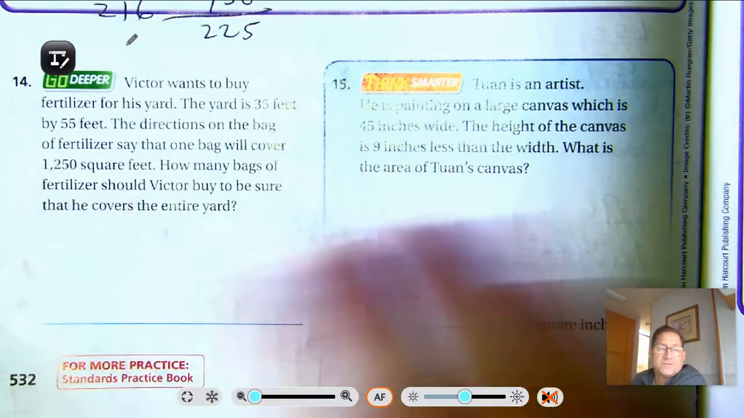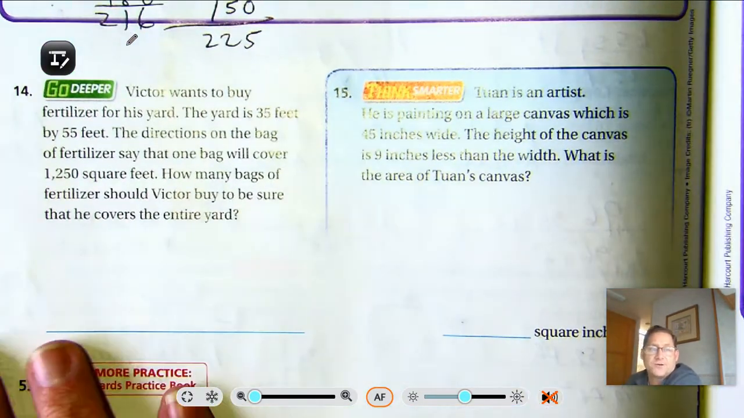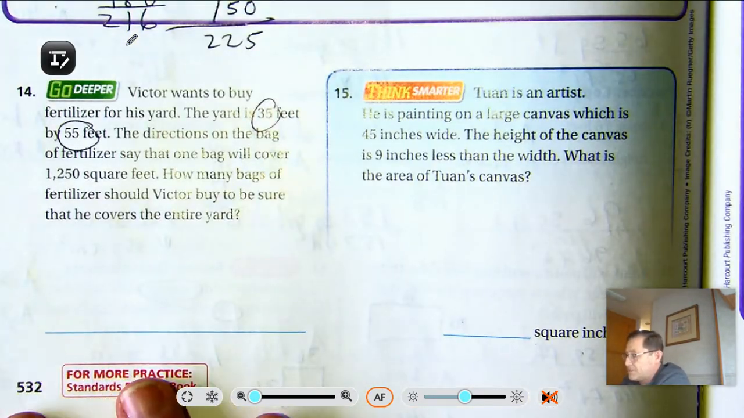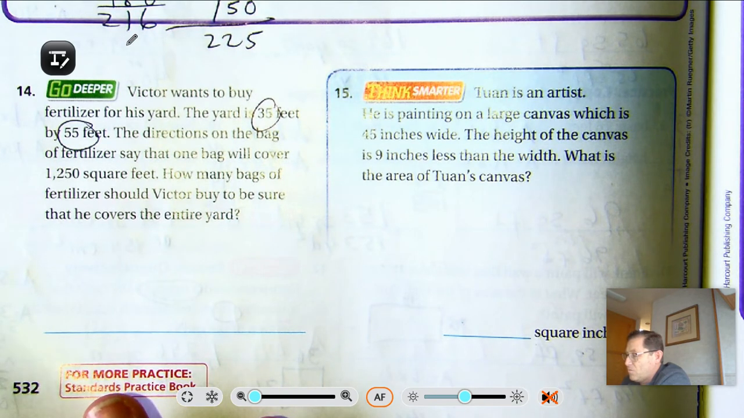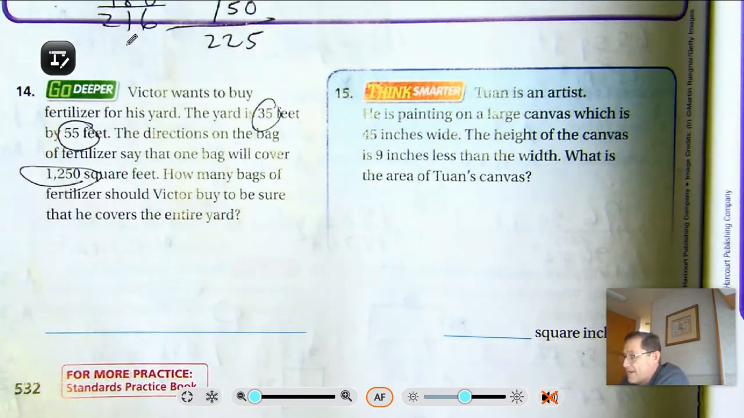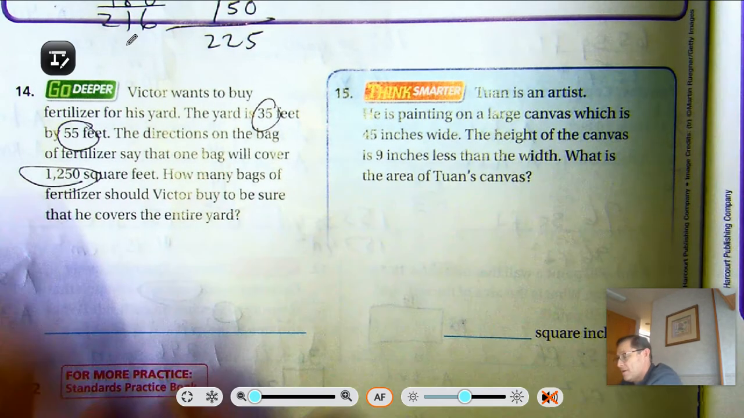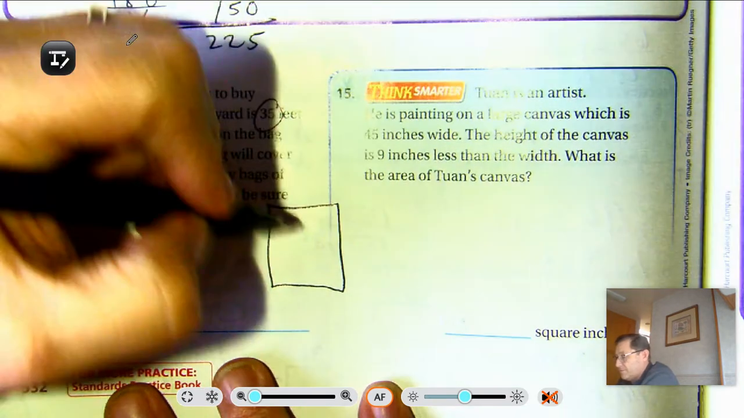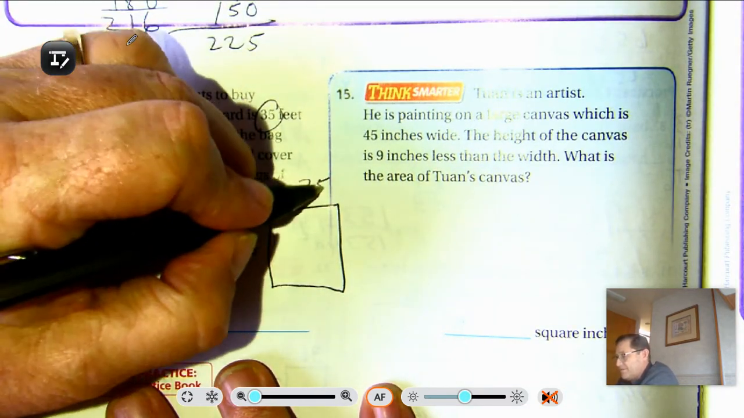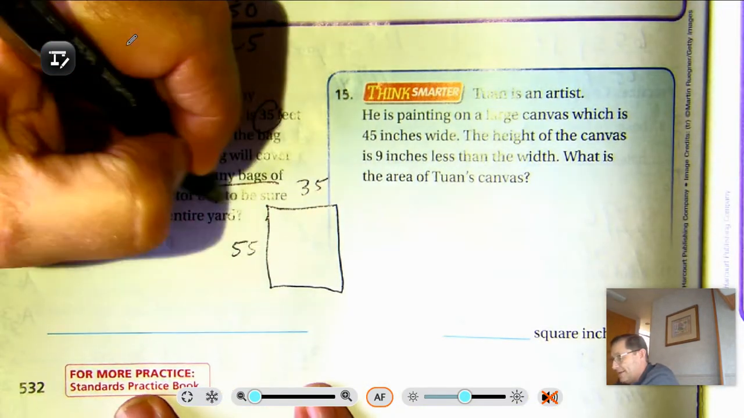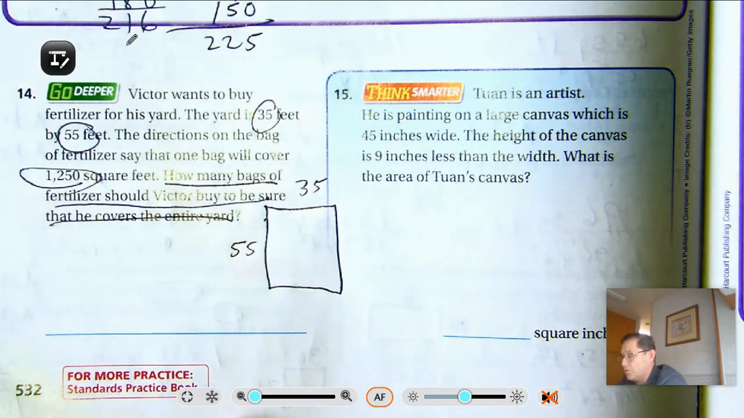14. Victor wants to buy fertilizer for his yard. The yard is 35 feet by 55 feet. The directions on the bag of fertilizer say that one bag will cover 1,250 square feet. How many bags of fertilizer should Victor buy to be sure that he covers the entire yard? Okay, so he has a yard, and we're going to draw this roughly as 55 by 35. Okay, so how many bags does he need to cover his whole yard?